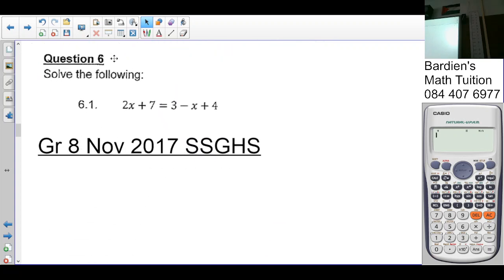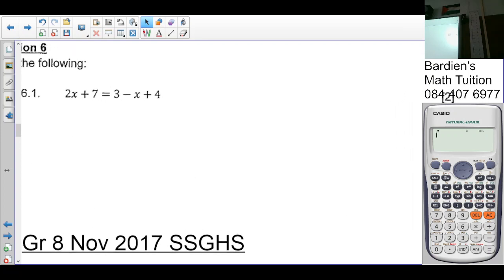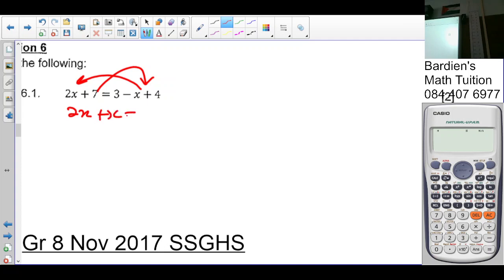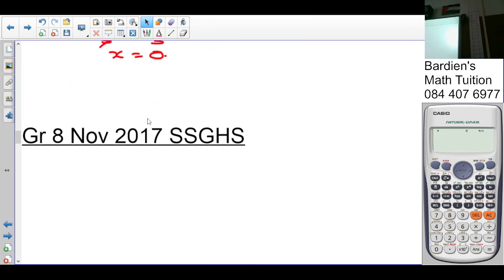Question 6. Solve the following equations. So x is one side, numbers are the other side. So that's going to give you 2x. You bring negative x over, it becomes plus x, equal to 3 plus 4 minus 7. What is 2x plus x? 3x. So that cancels, gives you 0. So what do I do now? Divide by 3 both sides. So x is equal to 0 then. Okay.